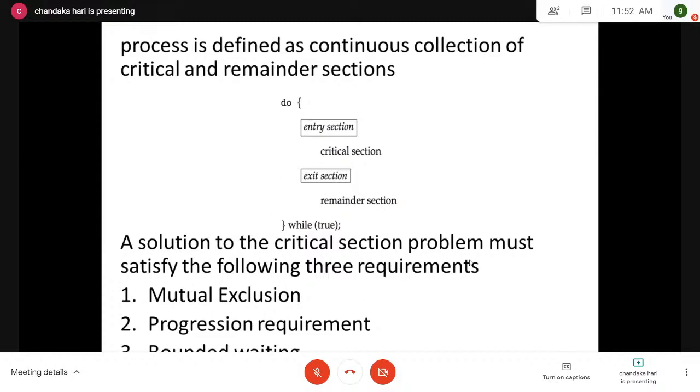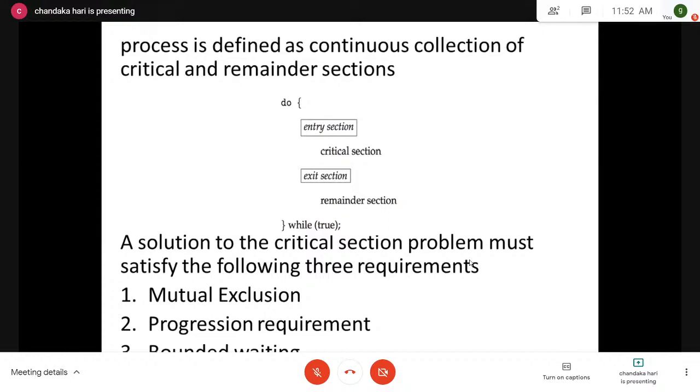Again, if no process is executing in its critical section and there exists some process that wants to enter the critical section, then only those processes that are not in their remainder sections can participate in the decision of which will enter its critical section next. So critical sections cannot be postponed. We must always give first priority to the processes trying to enter into the critical section.